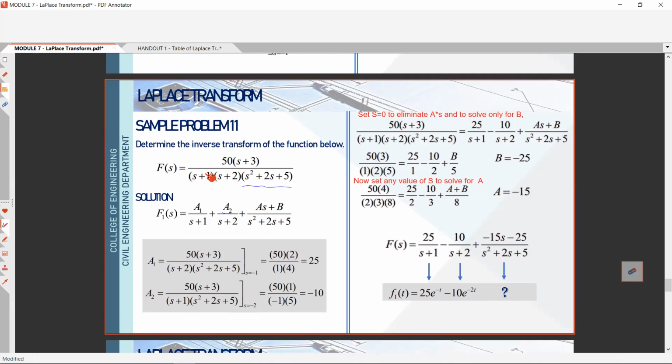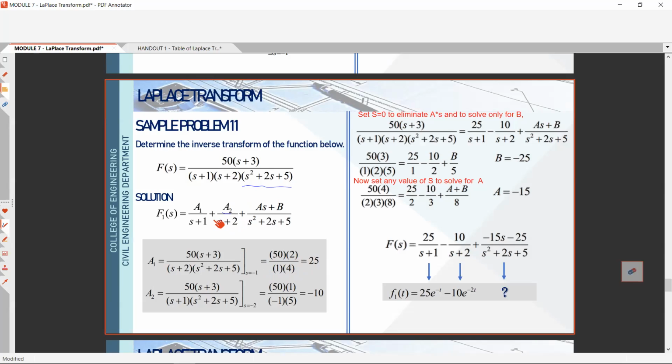Then, you won't use the denominator. So, you won't use the s plus 1. Therefore, 50(s plus 3) over (s plus 2)(s squared plus 2s plus 5). Substitute s equals negative 1. You have 50 times 2 over 1 times 4 equals 25. Okay? Next, to solve for A sub 2.